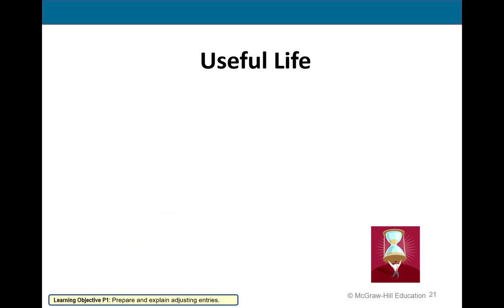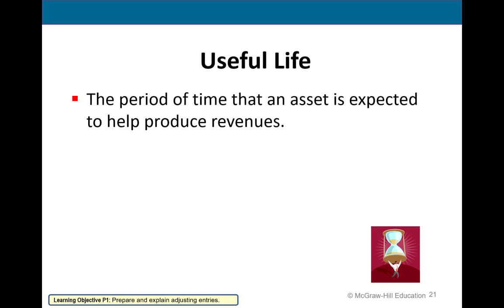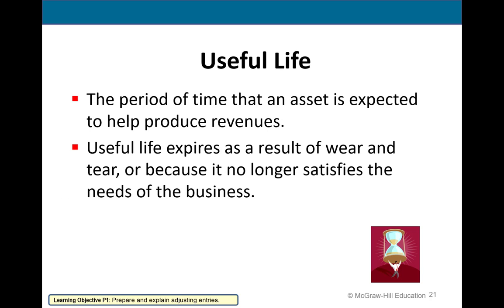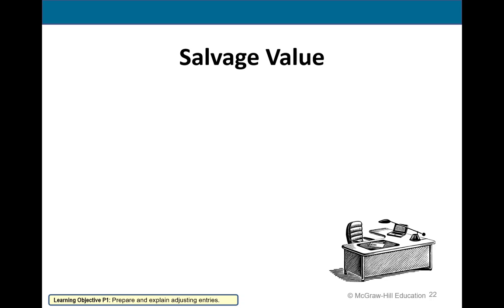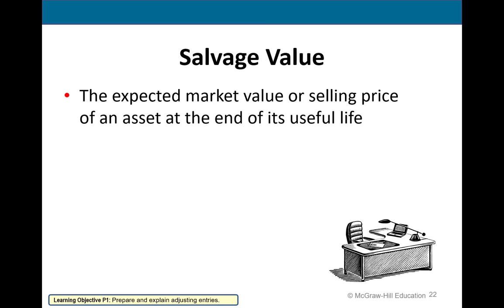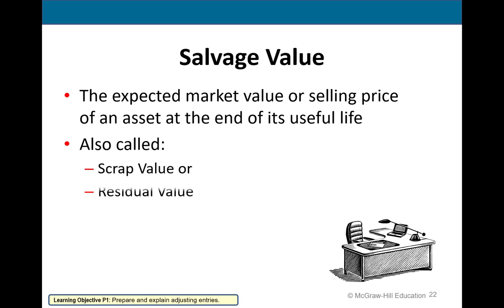Useful life of a long-term asset is the period of time that an asset is expected to help produce revenues. Useful life expires as a result of wear and tear, or because it no longer satisfies the needs of the business. Salvage value is the expected market value or selling price of an asset at the end of its useful life. It's also called scrap value or residual value.